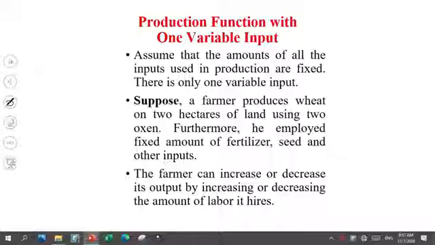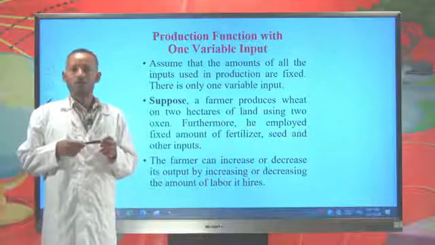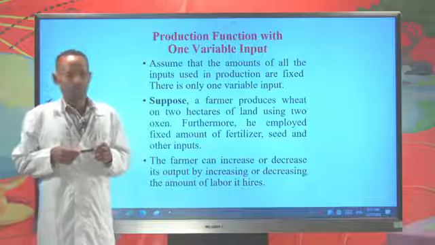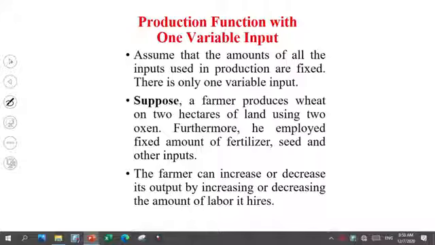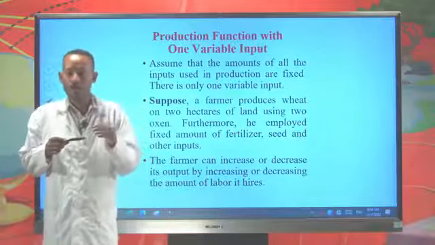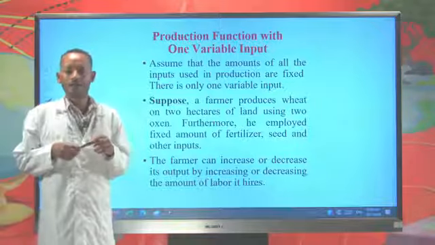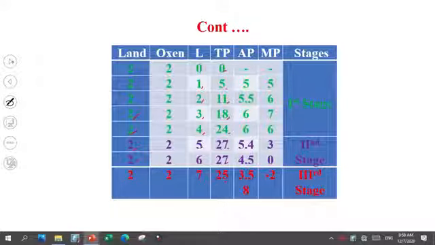Assume that the farmer employs a fixed amount of fertilizer, seeds, and the like. Again, the farmer produces wheat on 2 hectares using 2 oxen. So from this farm model, we can see that the farmer employs only one variable input, which is labor. By increasing or decreasing the amount of labor employed, the farmer can change his output, the amount of wheat produced.